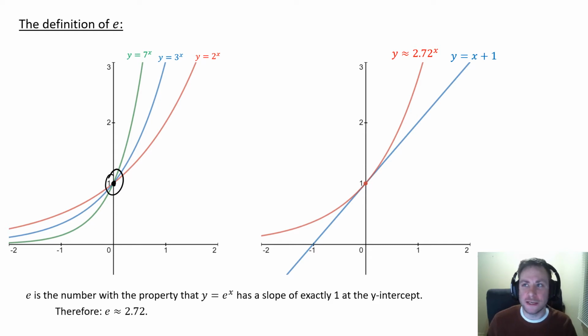It turns out e is actually an irrational number like pi, so I can't really list all the decimal values since they go on forever, but knowing that e is about 2.72 is as good as knowing pi is about 3.14, so this will serve our purposes just fine.